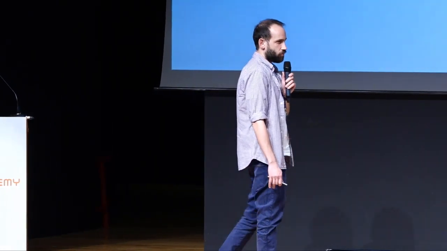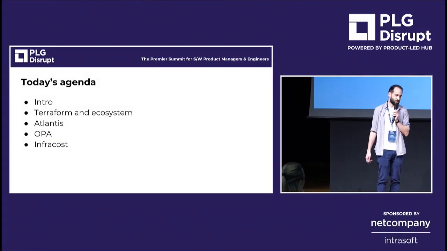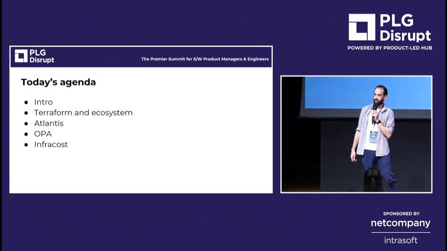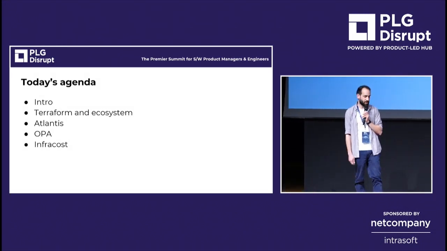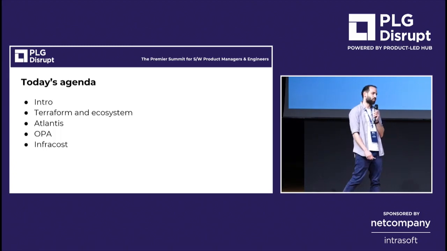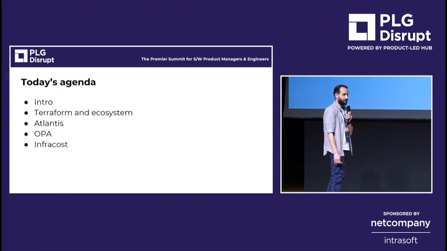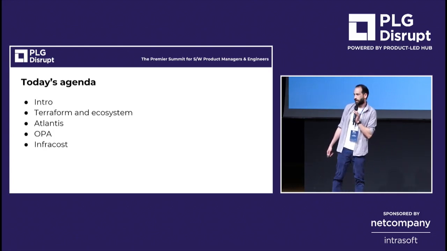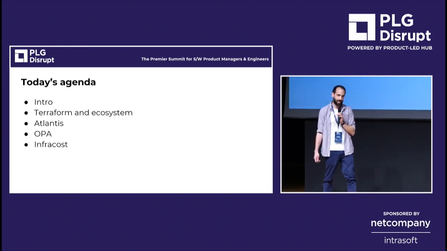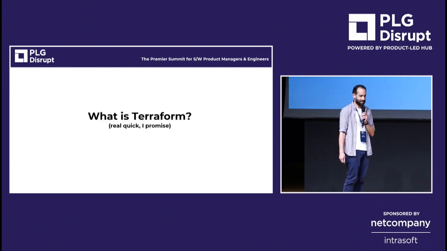So a few things about what we will talk today. After this very short intro, we'll talk about Terraform. We'll introduce infrastructure as code and talk about the ecosystem around it. We'll talk about Atlantis. We'll talk about OPA and infra cost. We'll try to see the bigger perspective and not dive deep into technical details. All right, but I hope you like it.